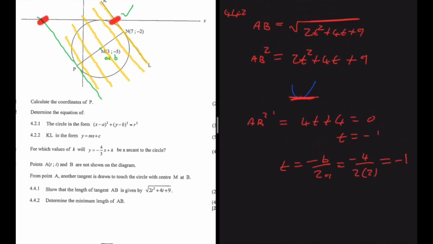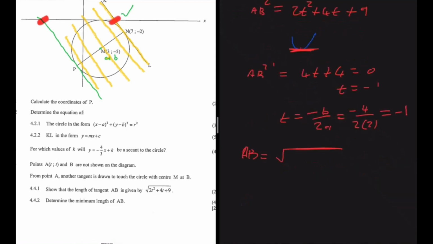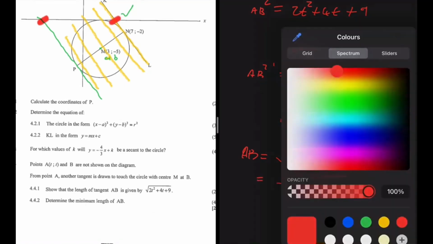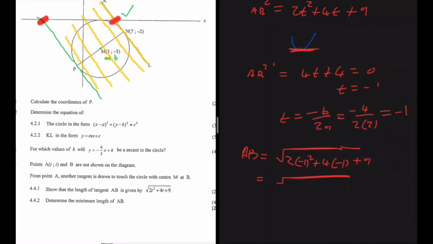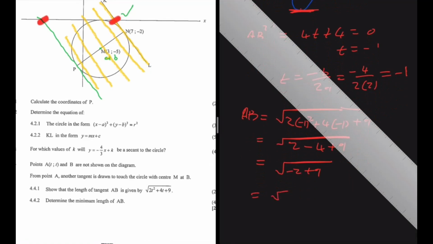But now let's substitute minus 1 into our equation and actually determine the minimum length, right? So the minimum length will be, so we have 2 multiplied by minus 1 squared plus 4 multiplied by minus 1 plus 9, right? So AB will be equal to so minus 1 squared, so we're just going to get 2 and then minus 4 plus 9. So we have 2 minus 4, that should be minus 2, right? Plus 9. So we have the square root of 7 basically as the minimum length of AB.